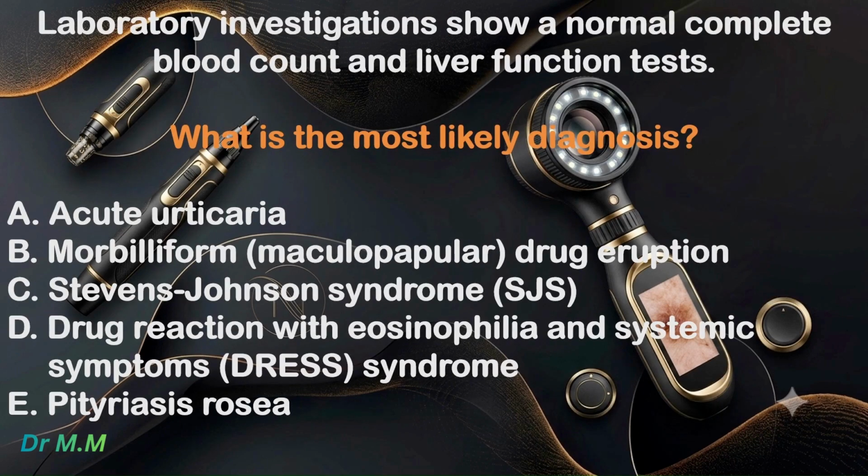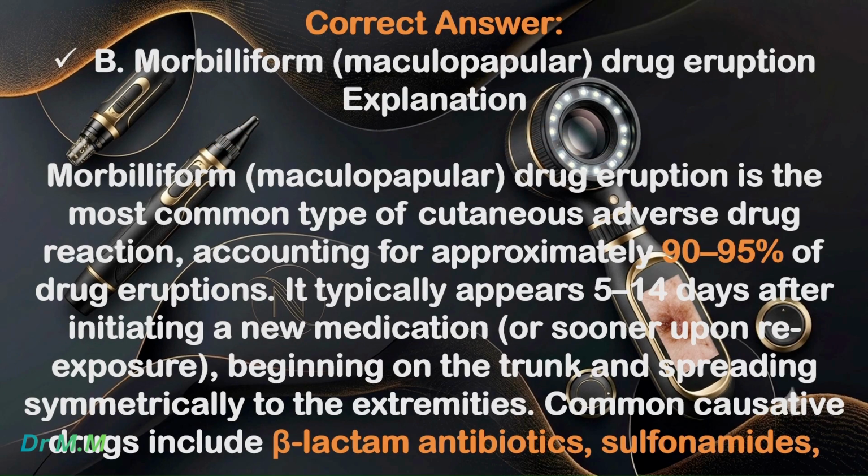Laboratory investigations show a normal complete blood count and liver function tests. What is the most likely diagnosis? A. Acute urticaria. B. Morbilliform maculopapular drug eruption. C. Stevens-Johnson syndrome, SJS. D. Drug reaction with eosinophilia and systemic symptoms, DRESS, syndrome. E. Pityriasis rosea. Correct answer: B. Morbilliform maculopapular drug eruption.